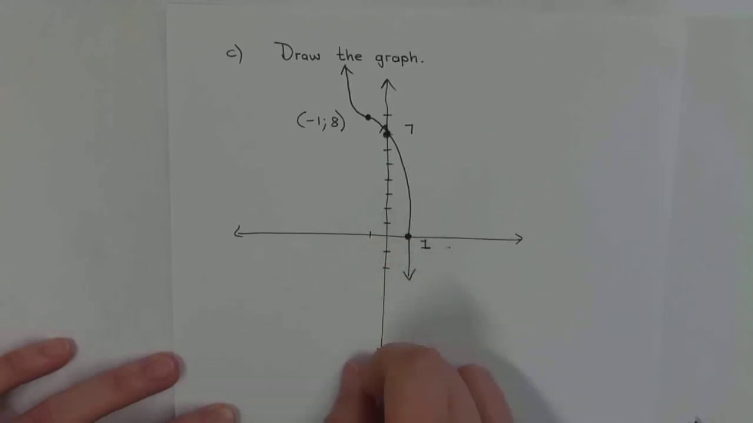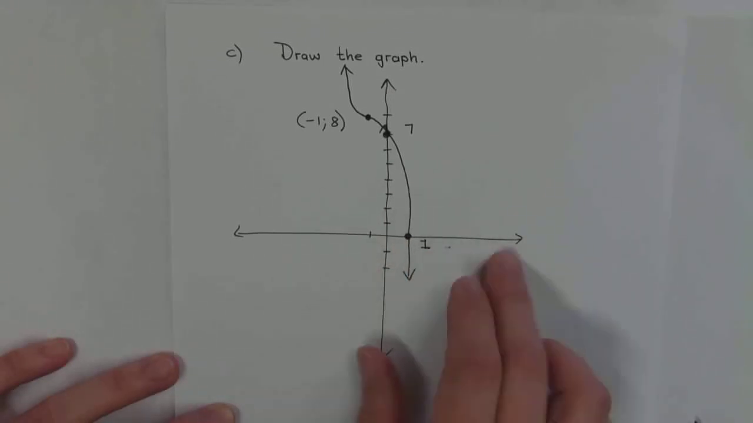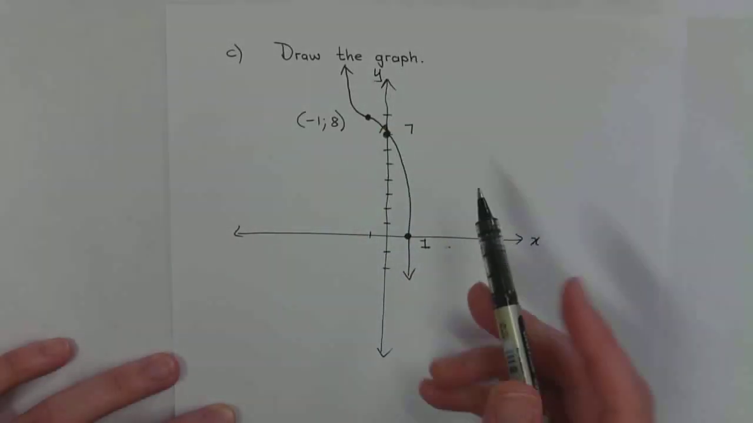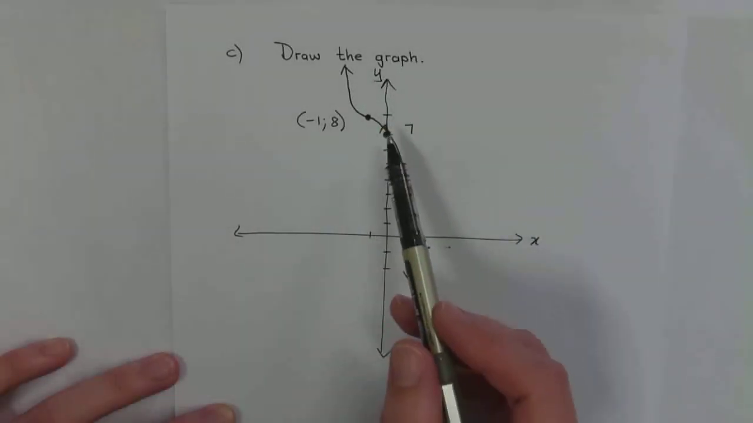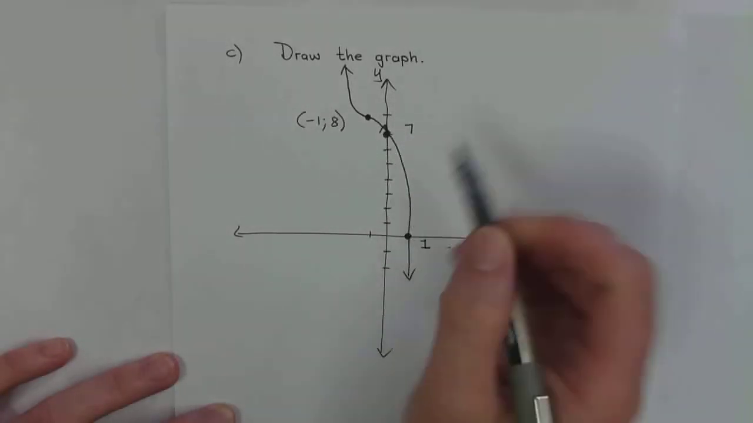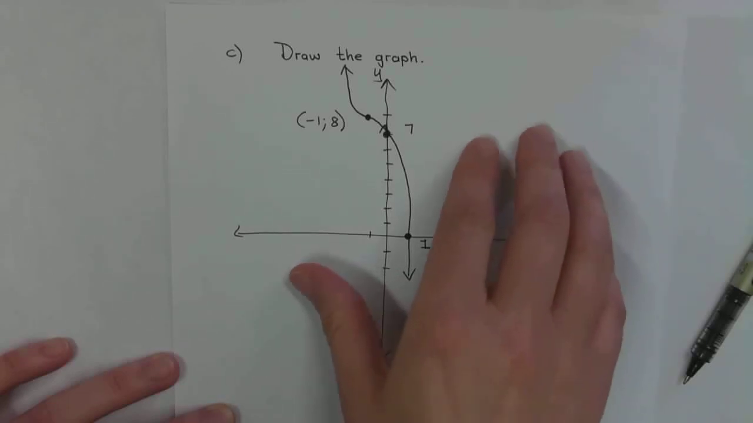Not very pretty, but as long as you have your axes scaled, your x-axis and your y-axis, and you indicate any points on the axes, and you also indicate in coordinate form any point not on the axis, they don't really have a problem if it's not 100% accurate.